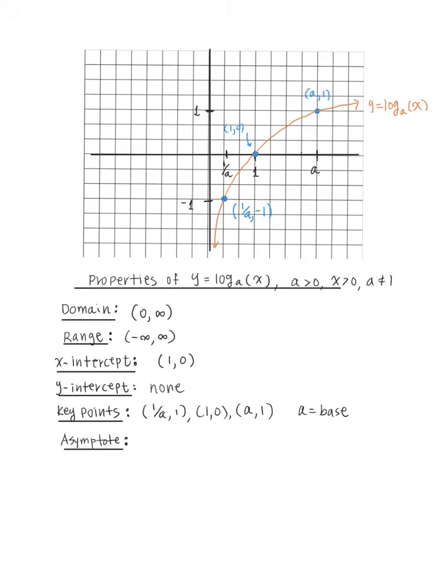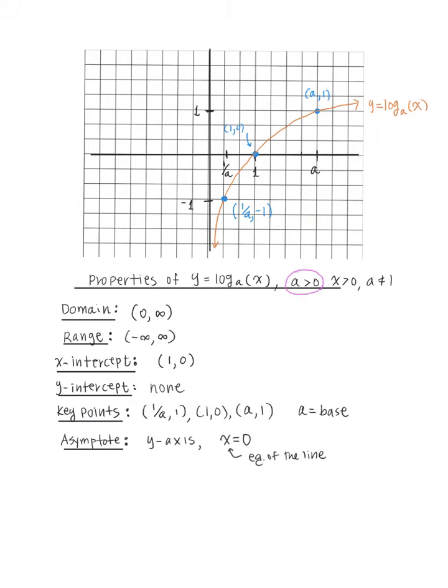Now what about the asymptote? Well, we have a vertical asymptote at x equals 0, which is the same thing as the y-axis. So here, I'm going to write it as y-axis is the asymptote. But in order for us to write the equation of that line, it is nothing but x equals 0. So that's the equation of a line, by the way. So this is the property of y equals log base a of x when a is greater than 1.